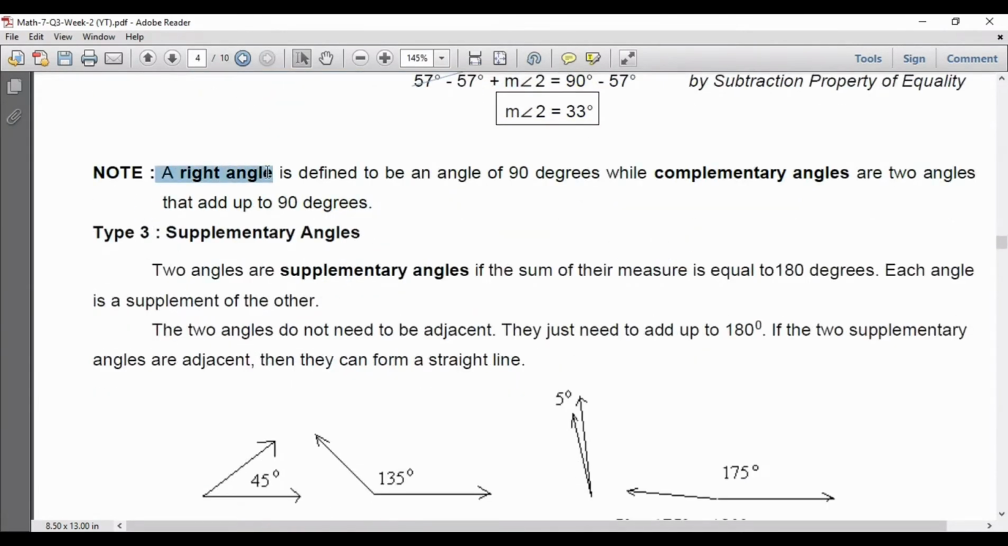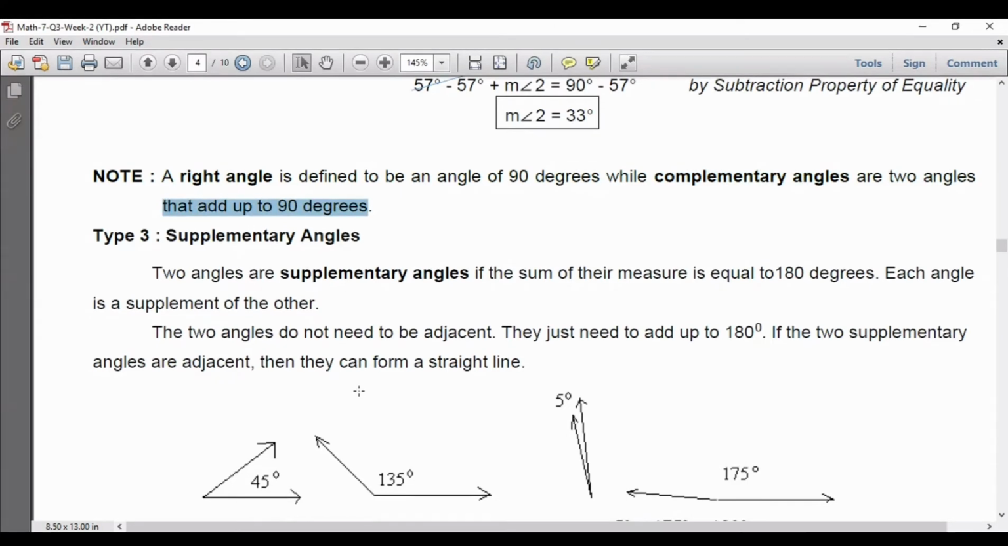Note, a right angle is defined to be an angle of 90 degrees, while complementary angles are two angles that add up to 90 degrees. Don't be confused between a right angle and complementary angles. A right angle is an angle which is 90 degrees, but when it comes to complementary angles, there are two angles whose sum is equal to 90 degrees.